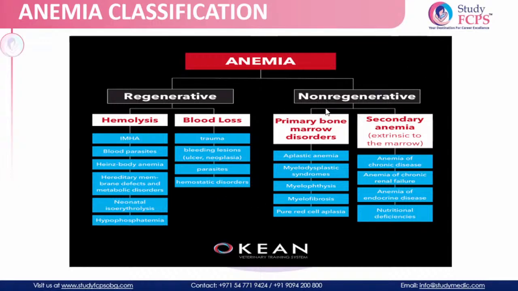Then coming to the non-regenerative type. Non-regenerative type can be because of primary bone marrow disorders like aplastic anemia, myelodysplastic syndromes, myelophthisis, myelofibrosis, and pure red cell aplasia. And it can be due to secondary anemia because of deficiency of different intrinsic factors for regeneration of RBCs.